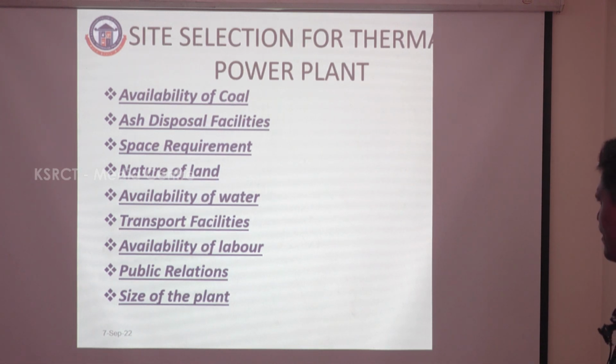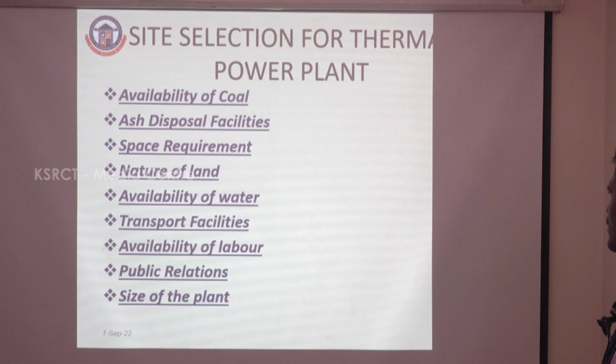Next, nature of the land. The land is very necessary for the coal storage in this particular area. Next, availability of water. Water plays a major role in this steam or thermal power plant because 27% of the water is needed for cooling the steam in this power plant. So availability of water is a major factor in this power plant.